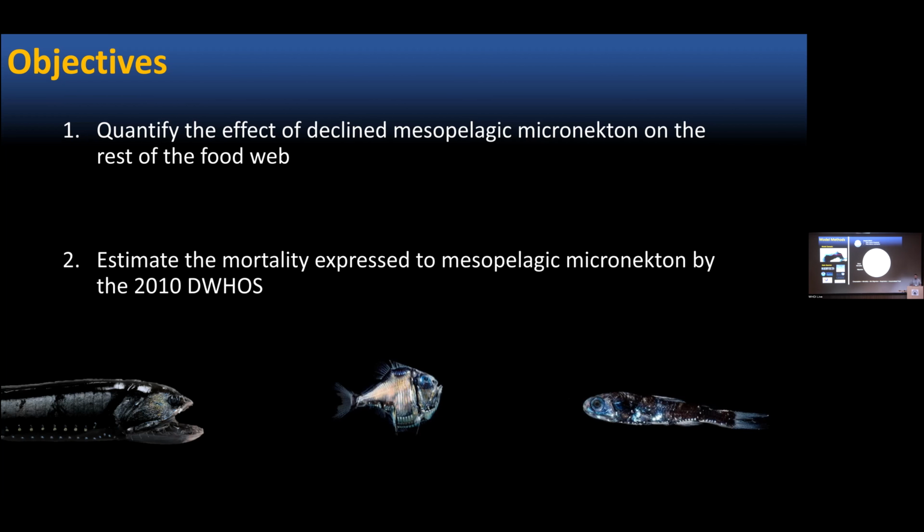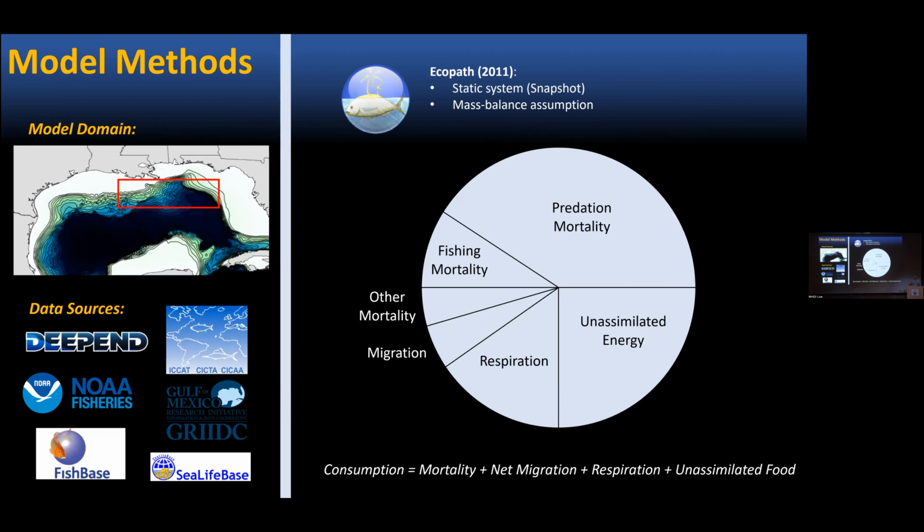So I developed this model using the EcoPath with EcoSim software for the Northeast Gulf of Mexico, seaward of the 1,000-meter isobath, which is where we have our mesopelagic data. Now this model requires information about energetic rates, biomass standing stocks, diets, and fisheries landings to essentially try to account for all of the energy that is flowing throughout the system.